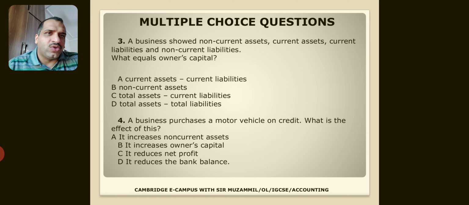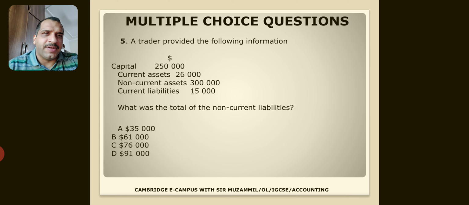A business showed non-current assets, current liabilities and non-current liability. What equals owner's capital? Very common: total assets minus total liabilities. D is the right answer. MCQ number 4: a business purchases a motor vehicle on credit. What is the effect of this? Motor vehicle purchased on credit means asset is increasing and liability is also increasing. You see the options: it increases non-current assets, it increases owner's capital, it reduces net profit, it reduces bank balance. So A is the right answer, very simple.